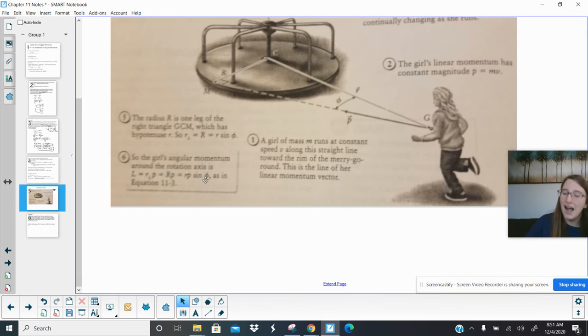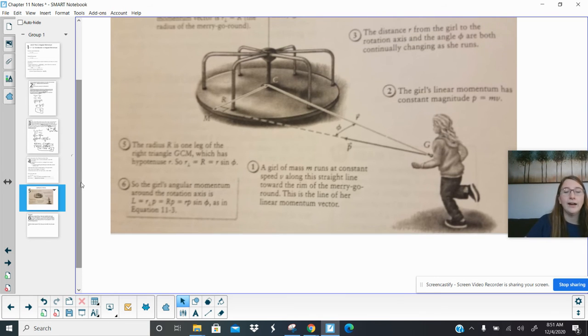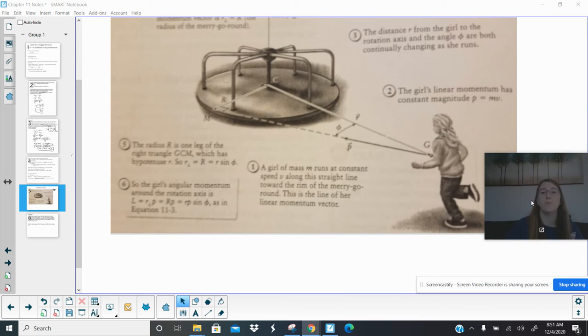Times sine phi, that's what that is. It's actually not theta, that's phi. I'm not a huge fan of this equation because, if you recall, sometimes the angle they give you is not the angle you need in order to use that formula. And so rather than having to find the right angle, usually it's just a matter of subtracting from 90.